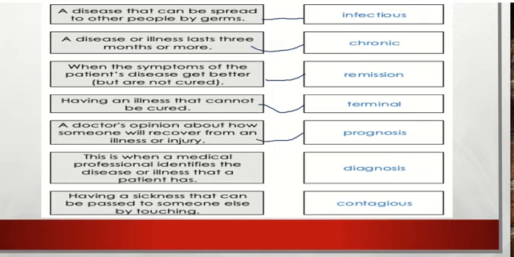Prognosis, a doctor's opinion about how someone will recover from an illness or injury. Diagnosis, this is when a medical professional identifies the disease or illness that a patient has. Contagious, having a sickness that can be passed to someone else by touching. Okay.